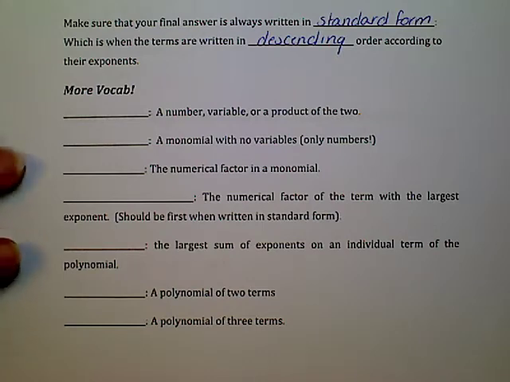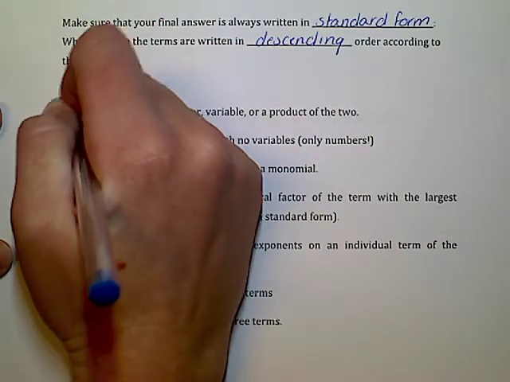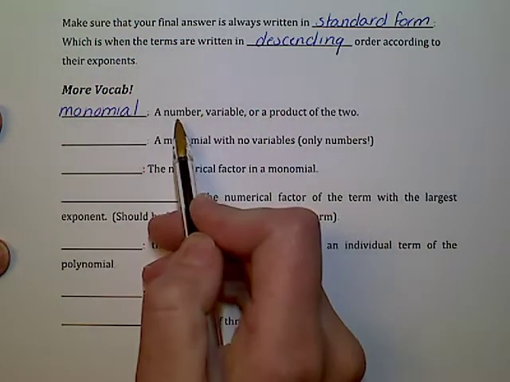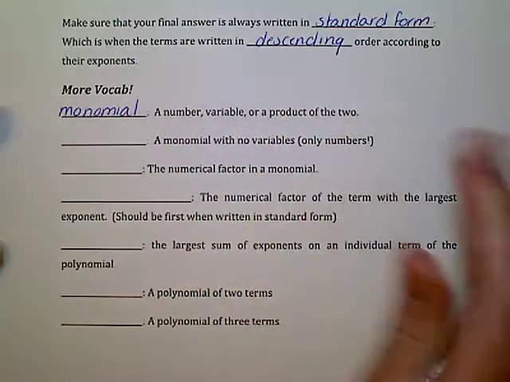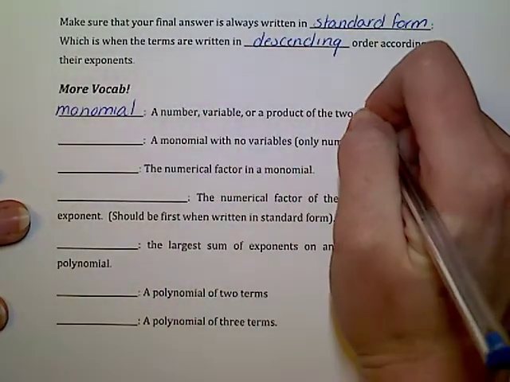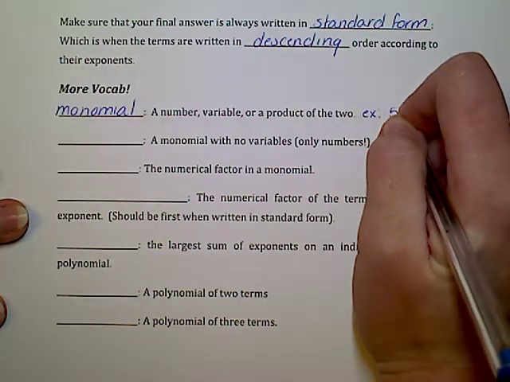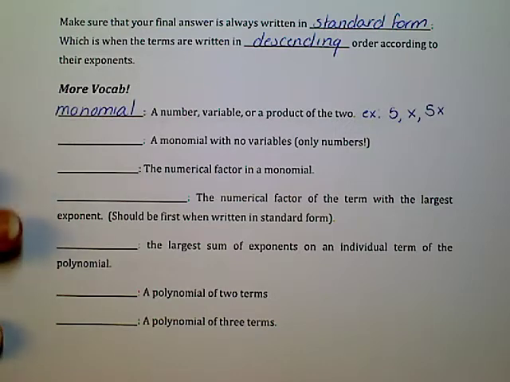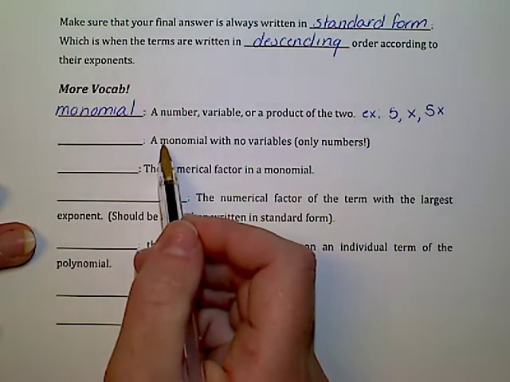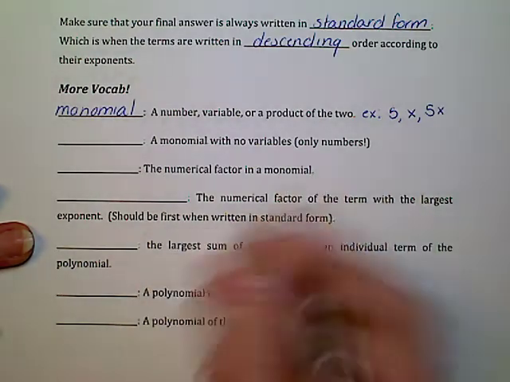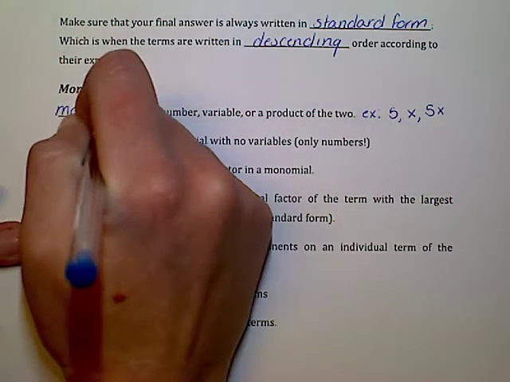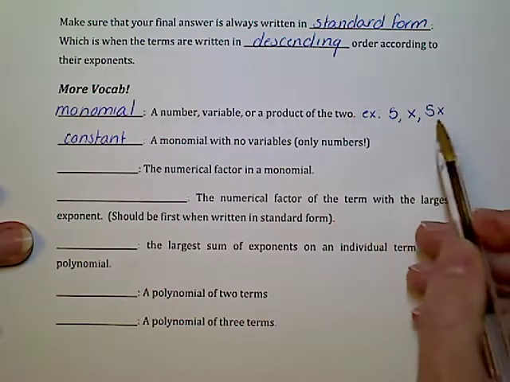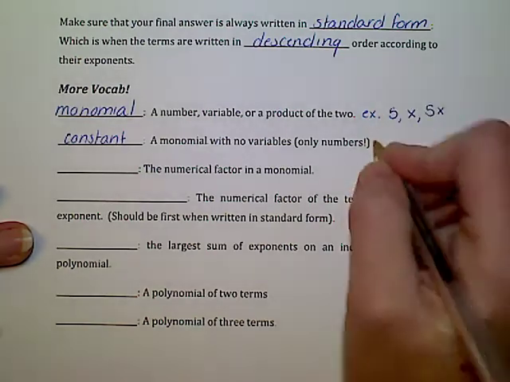One example of a polynomial is called a monomial. And that is when we have a number, or a variable, or the product of the two. So a couple examples could be 5, or x, or a product of the two, like 5x. Specifically, if we have a monomial with no variables, so only numbers, that's called a constant. So in my examples here for the first definition, the example of a constant would be the 5.